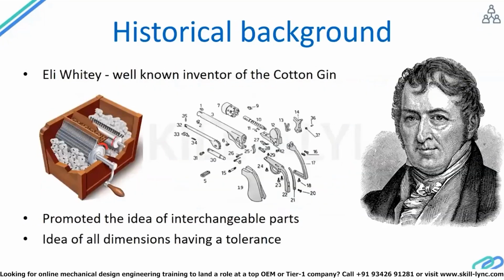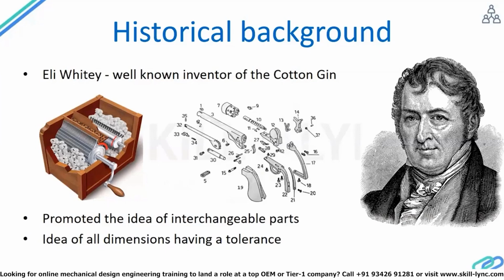To start with, it all started with Mr. Eli Whitney, who is a well-known inventor of cotton gin. Cotton gin is a machine. If you could see in the left side picture shown, cotton gin is a machine which separates the seeds and the cotton by using manual operations. So Eli Whitney is the inventor of this machine, and he is a notable person with whom started the geometric dimensioning tolerance.